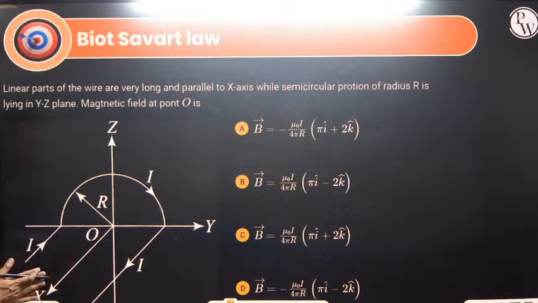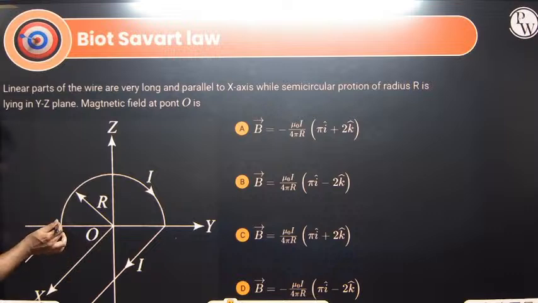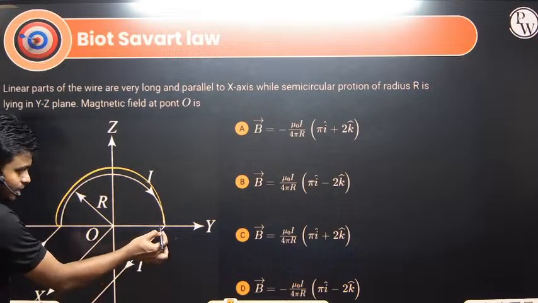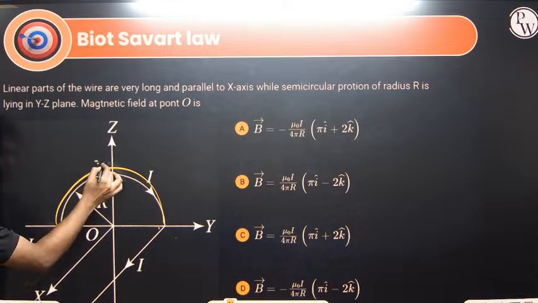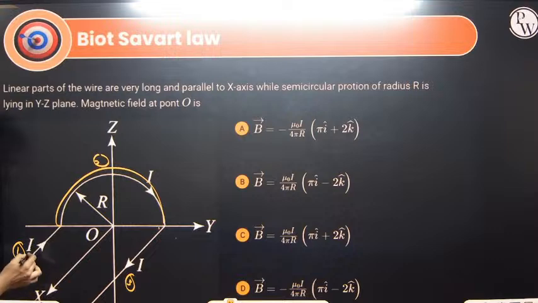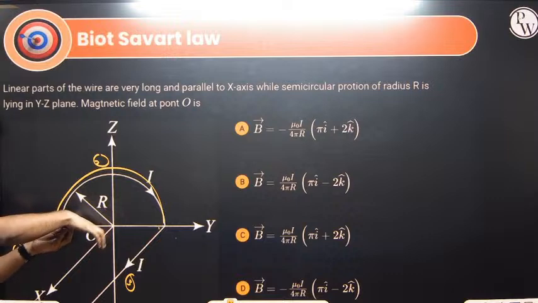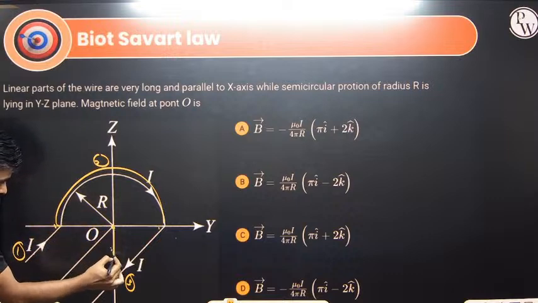So this next particular question, again, is coming from the Biot-Savart law. The current is coming like this, entering this, going like this, and again coming like this. So let's focus on different portions over here. This is portion 1, this is portion 2, and this is portion 3. Because of portion 1 of the wire, the direction of current is inward. At this particular point, the magnetic field will be downward.